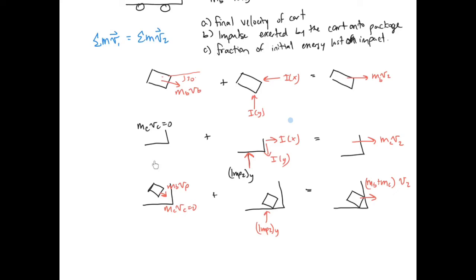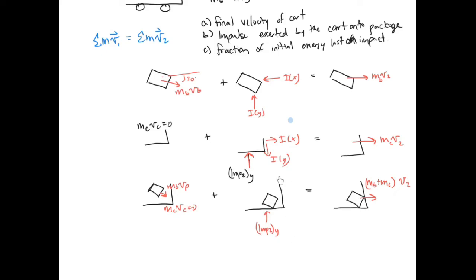Is momentum conserved in the second row? It's also not conserved. Here we had no momentum, and here we have momentum, so not conserved. But in this bottom row, is momentum conserved? In the bottom row, we only have a force moving upwards. So momentum is conserved in the x direction.